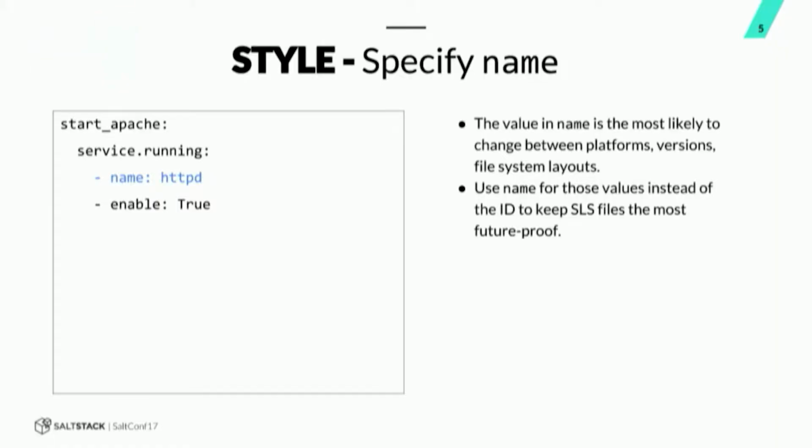But the reason it's nice to specify name is that argument to state functions is almost always the value that's going to vary between operating systems or versions, that sort of thing. In the case of Apache, HTTPD is fine for CentOS, but that's not going to work on Ubuntu or Debian machines. So specifying that means that you don't have to go back through and update all of your requisites, you know, if you ever need to add support for a new platform. So just get in the habit of adding it, even though it's a little extra verbose.